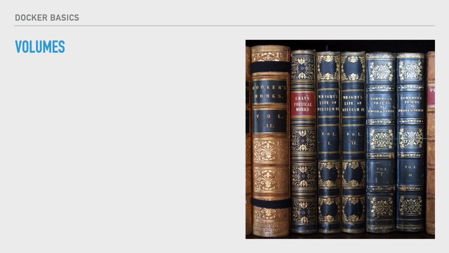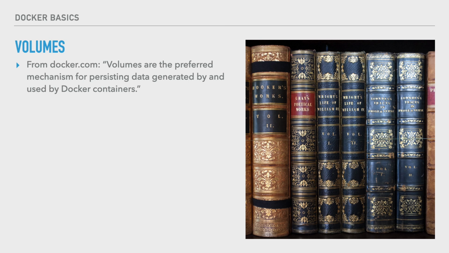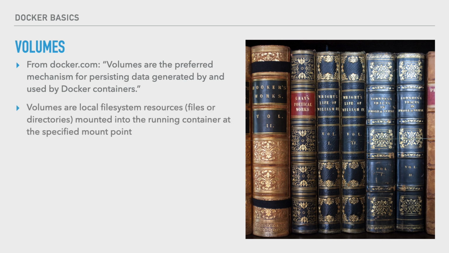Well, Docker has provided a way to handle permanence, and that way is volumes. Volumes are the mechanism for persisting data across container stops and starts, new containers being brought online to replace old ones, etc. A volume is just a local file system resource, such as a file or a directory, mounted into a running container at a specified mount point.